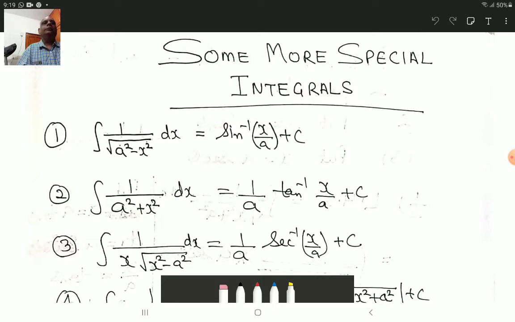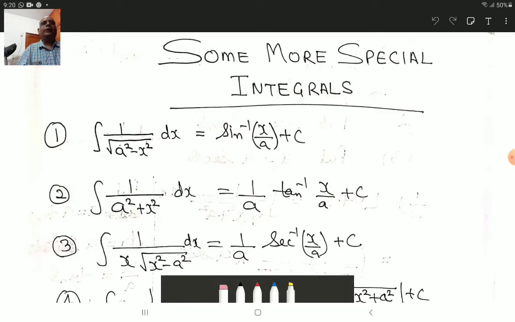Now I am coming to my main topic. I have discussed integration in my previous 3 videos also. We have done basics of integration, integration using substitution, and integration using trigonometric identities. This time I am taking some more special integrals. It is a part of exercise 7.4 in the NCERT book.